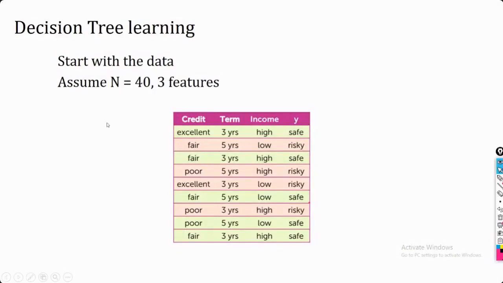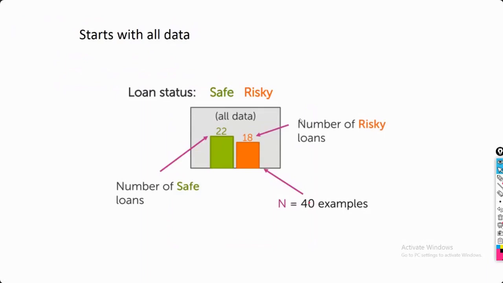So suppose, for example, we have 40 instances and three features. We are not going to consider this last one as a feature. This is your class label. Only the attributes which explain your data are going to be considered as part of your features. This last one is the final class label, so we are not going to consider it as a feature.